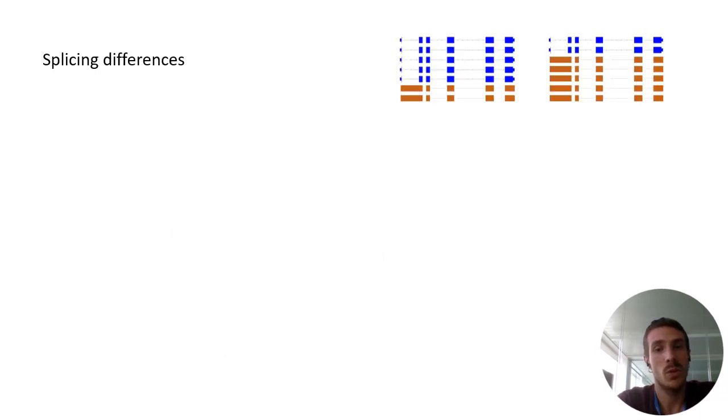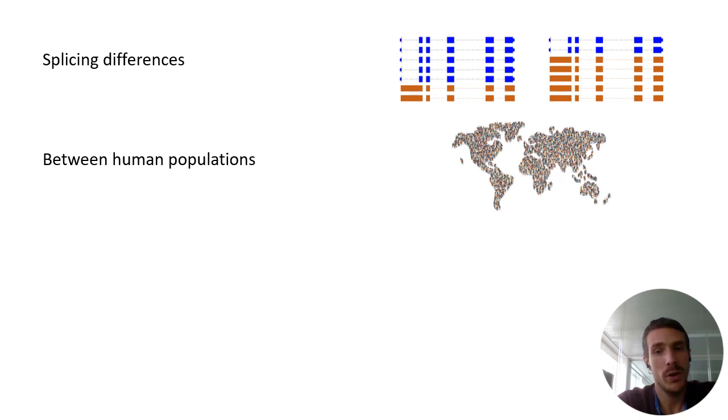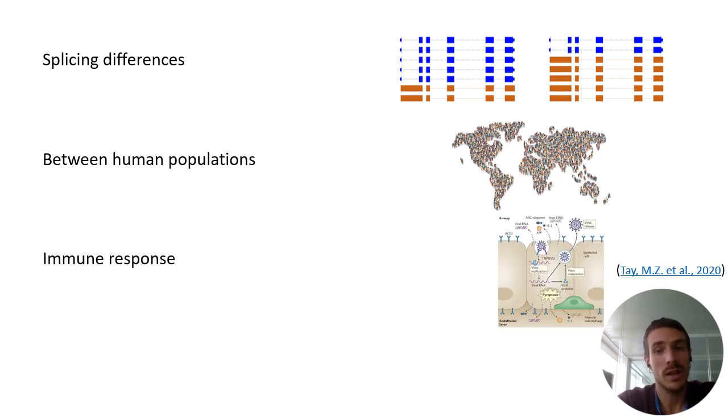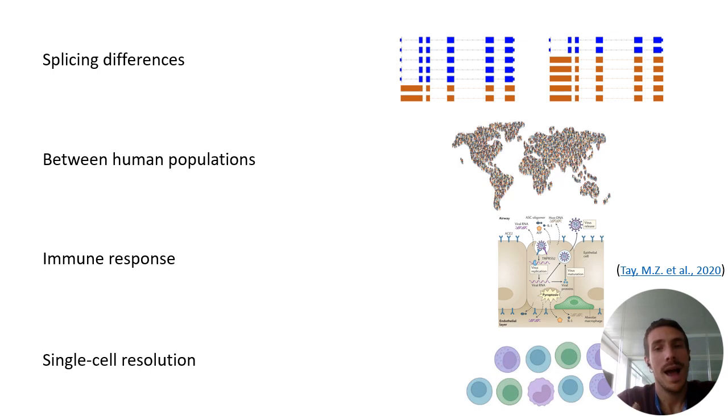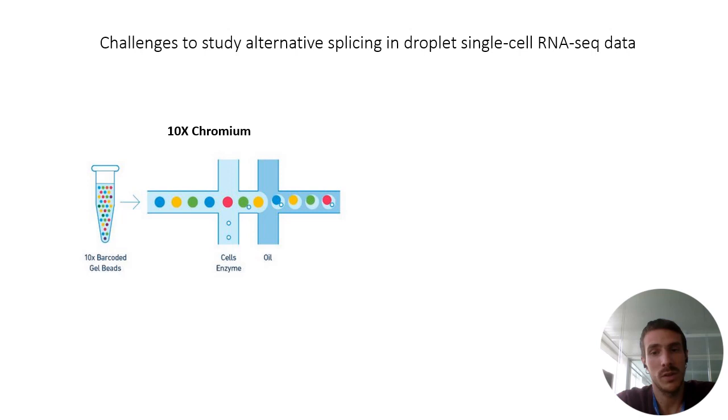Hence, our goal is to query splicing differences between human populations in a context of immune response and at single cell resolution. In order to query alternative splicing variation between populations at the single cell level, we have to rely on droplet-based protocols, which are a set of technologies that enable profiling the transcriptome of up to hundreds of thousands of individual cells, and more precisely it is the 10x Chromium commercial platform, the platform in which we have enough sample size to study such differences.